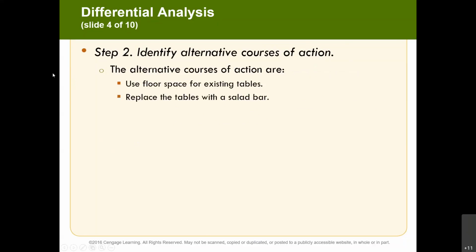Step two, identify alternative courses of action. So in this case, there's really two courses of action. One is to install the salad bar and replace the existing tables with that. And the other alternative is to just keep the existing structure in place and not install the salad bar, using the existing seating arrangement.